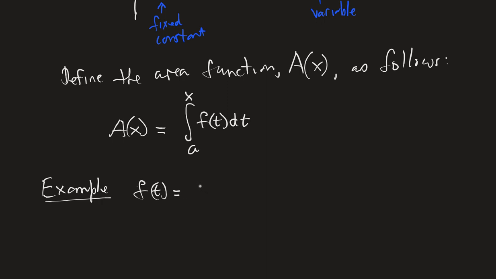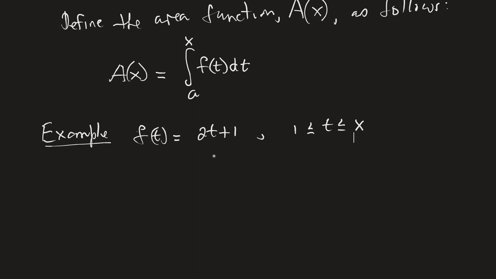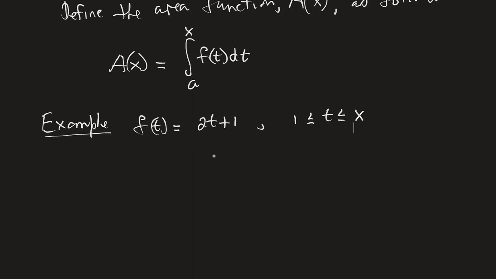Let's choose a linear function like 2t plus 1. And then let's choose the interval to be from 1, again, up to x, right? First let's graph this function and highlight the area and then see if we can come up with a nice formula, maybe using geometry, right? Because we've done that, where we can use geometry to help us solve the area problem. Maybe we can use that same approach and come up with not a specific area, but again, this area function.